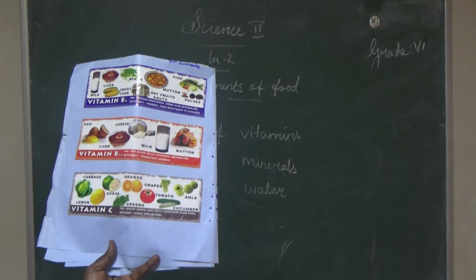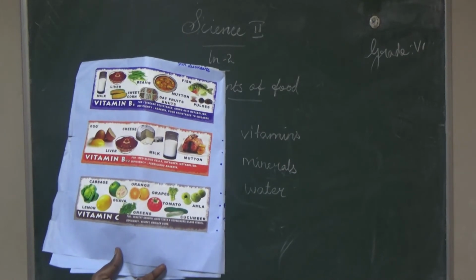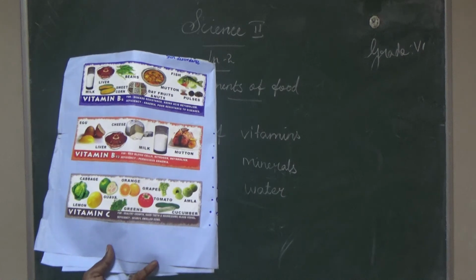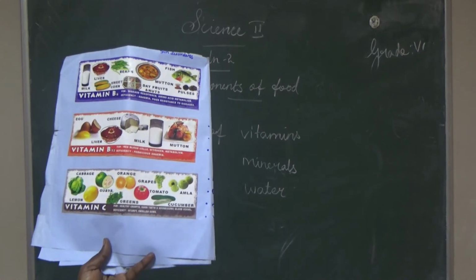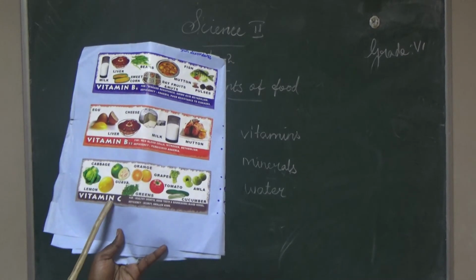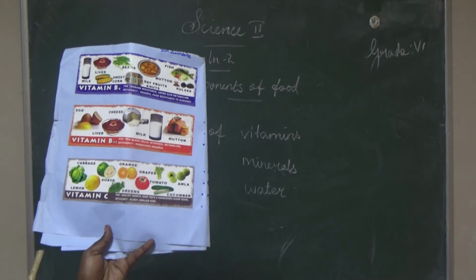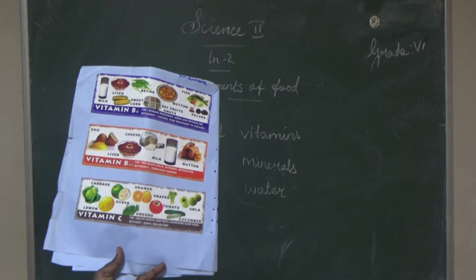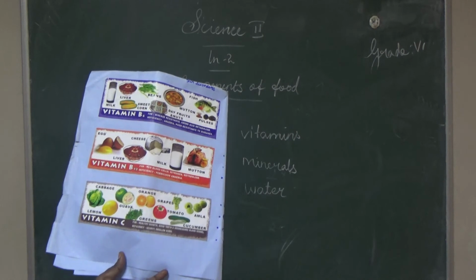Vitamin C improves our immunity and keeps our eyes, gums and teeth healthy, and it is also used in the wound healing process. What is the deficiency of vitamin C? Scurvy.